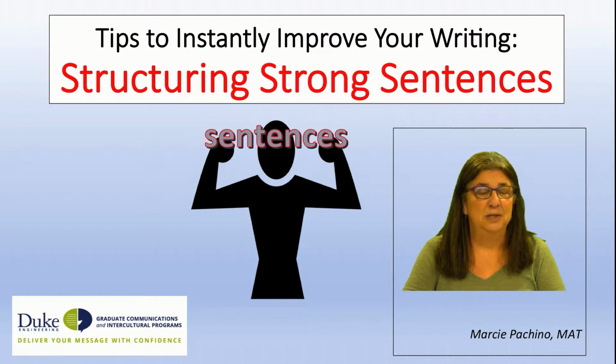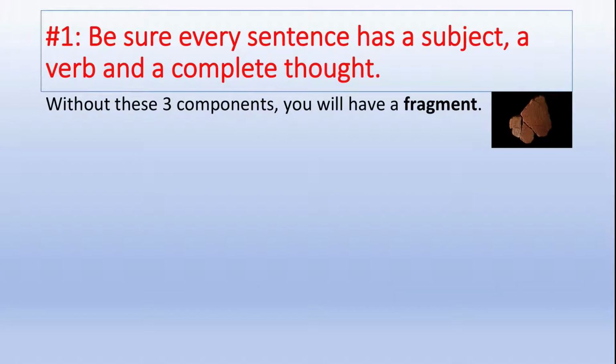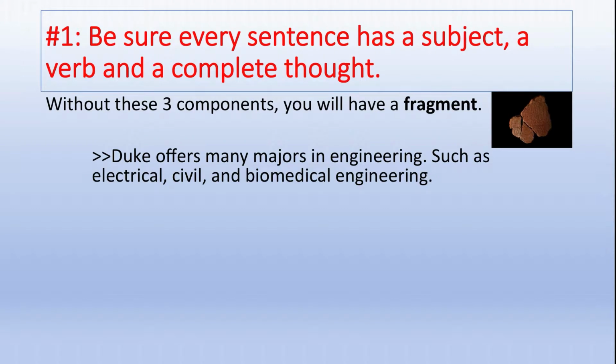For the next few minutes, we're going to explore ways to structure strong sentences. Tip number 1, be sure all of your sentences have a subject, a verb, and a complete thought. If they don't, they're called fragments. Take a look at these fragments.